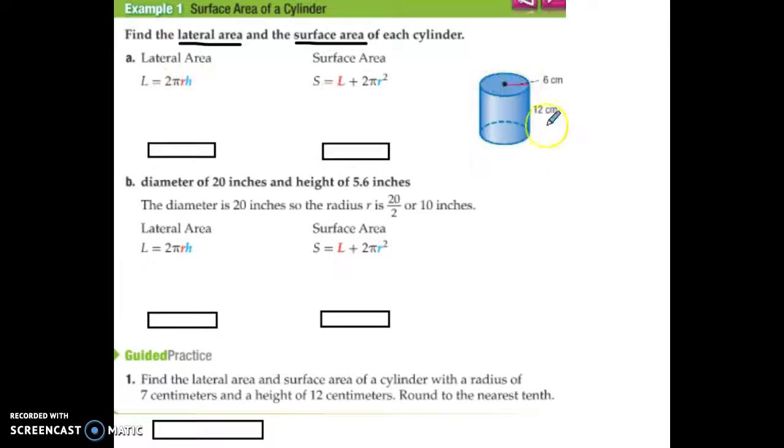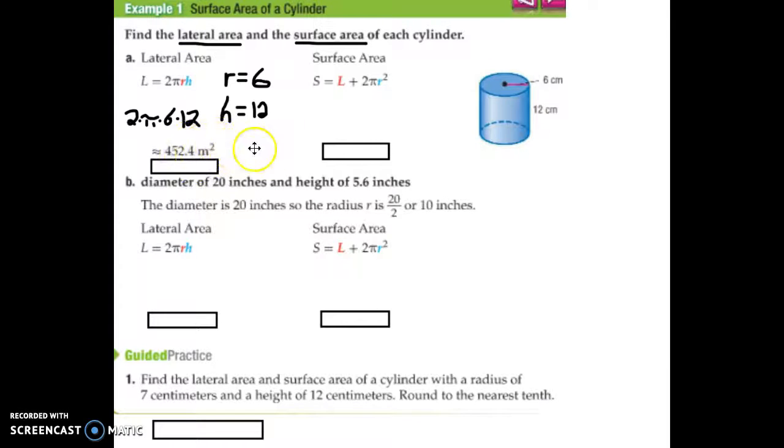So I do 2 pi r times h. What's my radius in this cylinder? Well, radius equals 6. What is my height? Well, height is 12. So to find my lateral area, I'm going to do 2 times pi times radius times height. Put dots in here for times. You just multiply all that together. Okay? And you get an answer of 452.4, and its area, or label, is squared.